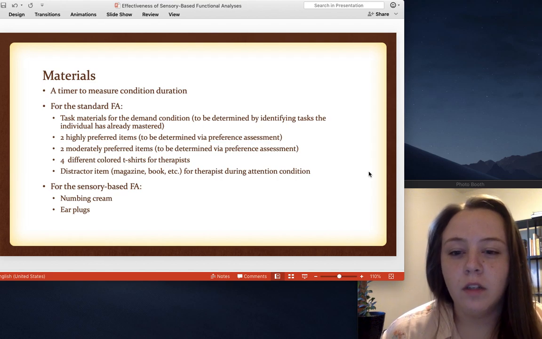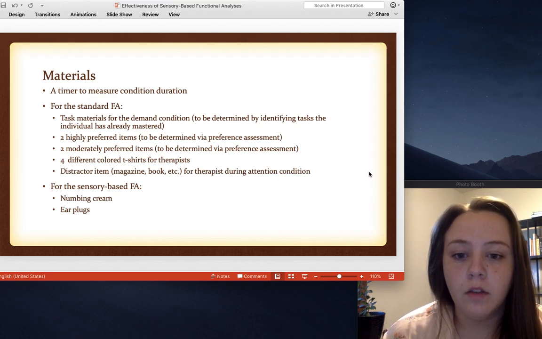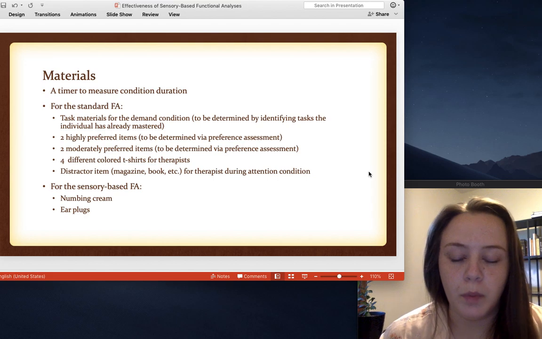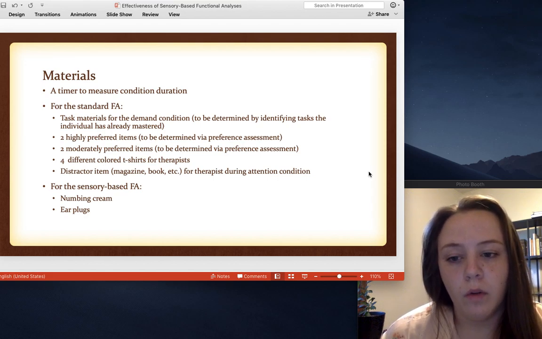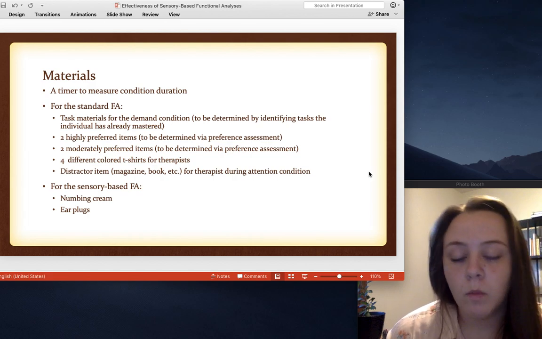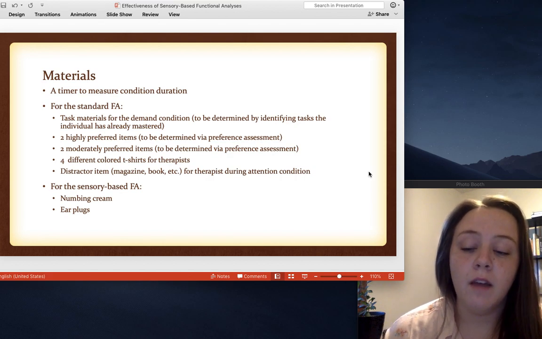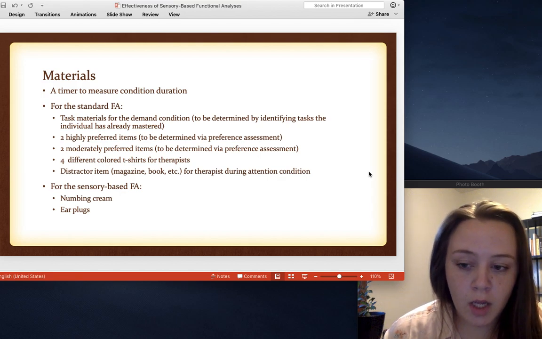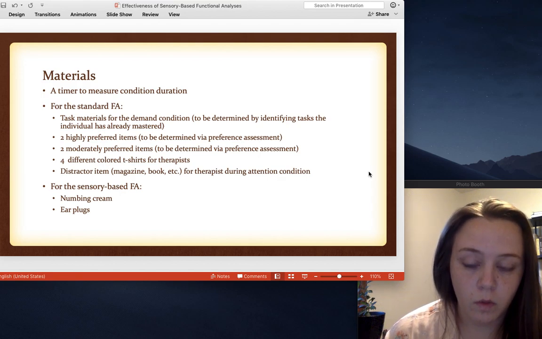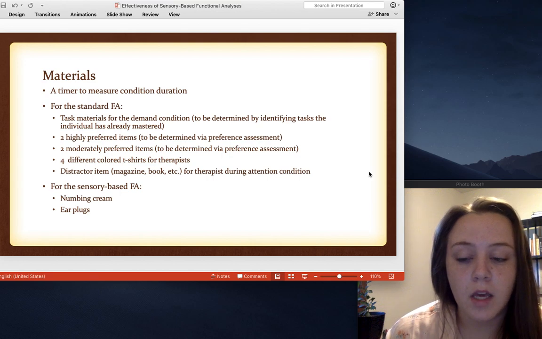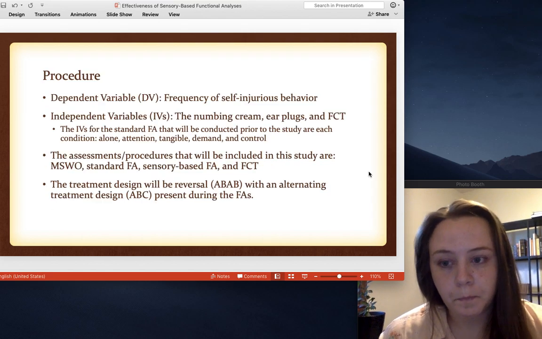And then we'll also have a distractor item that the therapist during the attention condition will pretend to be engaged in. So they will provide that initial statement of just saying that they have some work to do and then turning and doing the tasks, so reading a magazine or reading a book. And then for the sensory-based FA, we will have numbing cream and earplugs, and those will both be used to help block the sensory input that will possibly be coming through from the behavior being demonstrated.